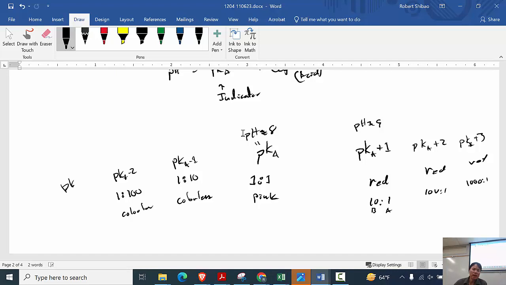At pKa minus 3, it's going to be a 1 to 1,000 ratio. And so 1,000 parts colorless, 1 part red. And so this will be colorless as well.